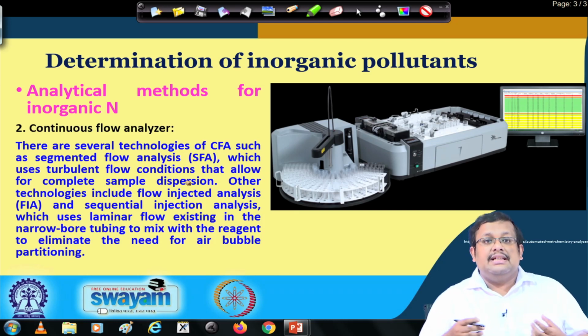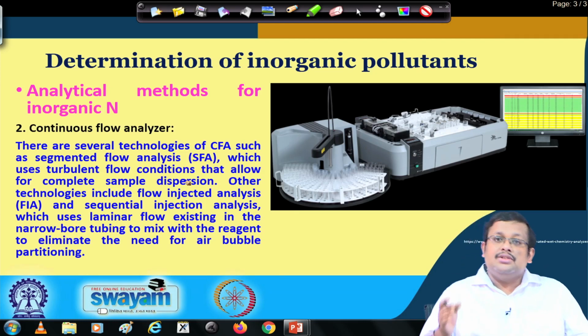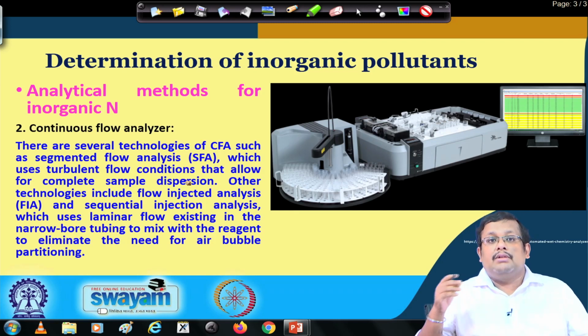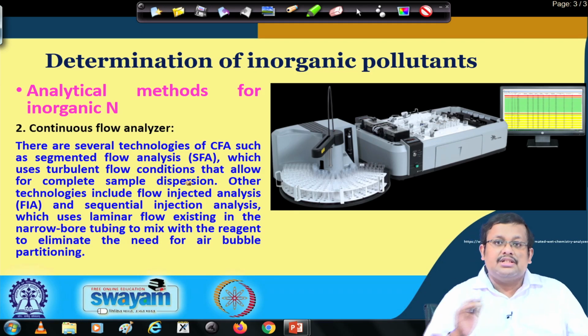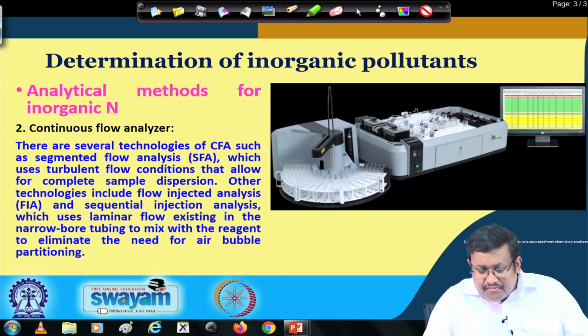Now, flow injection analysis and sequential injection analysis use laminar flow existing in the narrow bore tube to mix the reagent, to eliminate the need of air bubble partitioning. So, there is a laminar flow existing in the narrow bore tubing basically to mix the reagent, and there is no need for air bubble partitioning. So, this is called flow injection analysis, and the instrument is known as the flow injection analyzer.